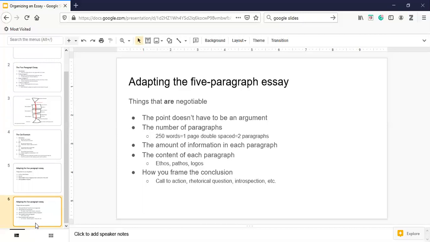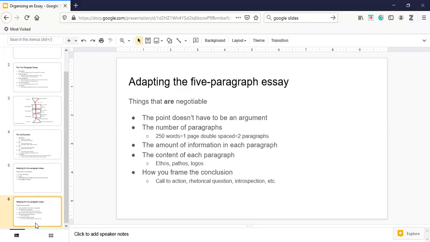You also have control over the content of each paragraph. You can choose if you want to use ethos or data, numbers, research. You can choose to use pathos or emotional appeals, that would be like stories, or you could just rely on logic and speak to the audience and their experiences, right? You get to decide what goes in your paragraphs, and obviously different assignments will require different types of evidence. And then finally, you get to decide how you frame the conclusion.